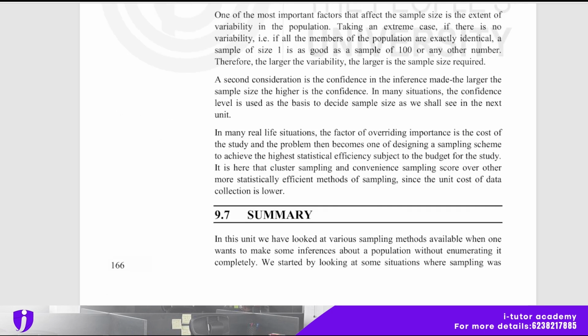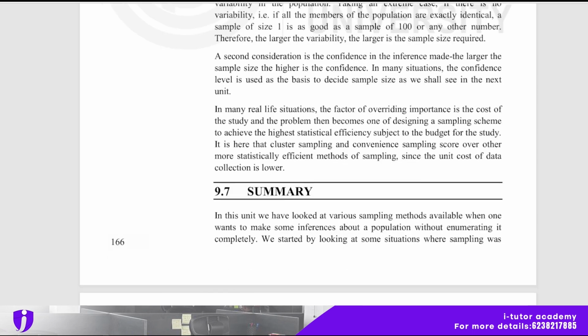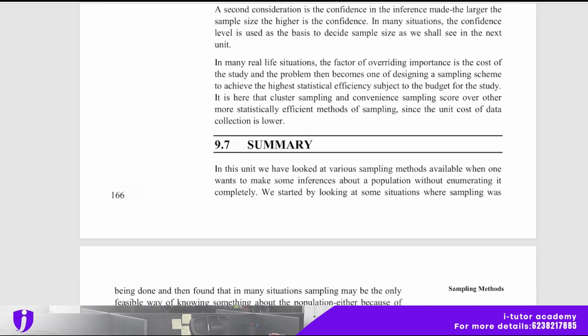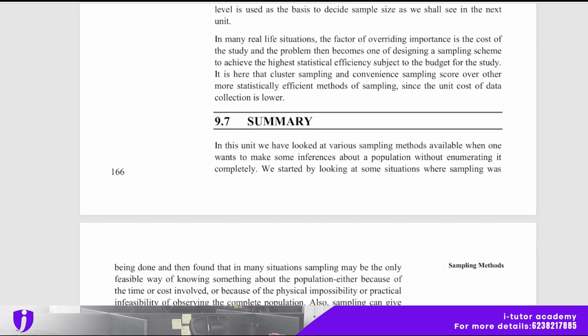In many real life situations, the factor of overriding importance is the cost of the study, and the problem then becomes one of designing a sampling scheme to achieve the highest statistical efficiency subject to the budget for the study. It is here that cluster sampling and convenience sampling score over other more statistically efficient methods of sampling, since the unit cost of data collection is lower.